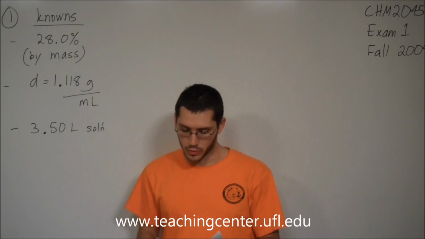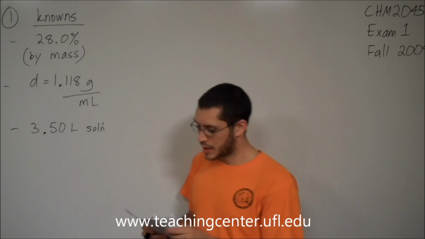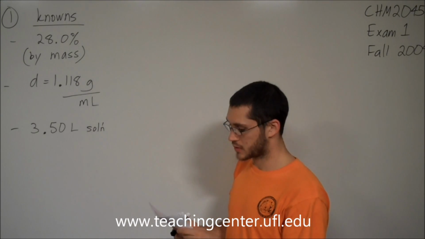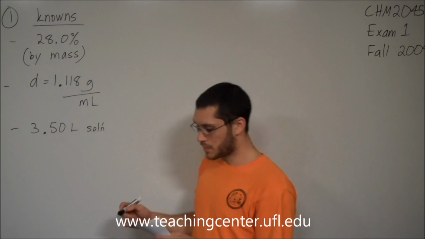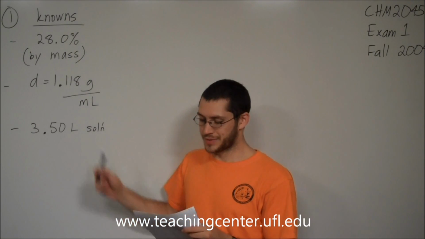A solution of sucrose in water is 28.0% sucrose by mass and has a density of 1.118 grams per mil. What mass of sucrose in grams is contained in 3.50 liters of solution?